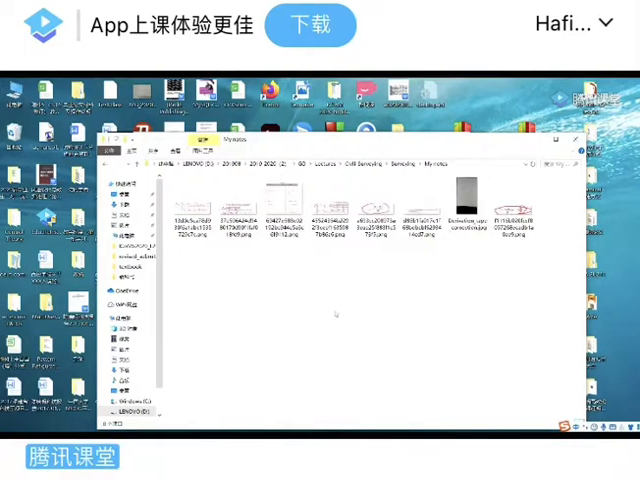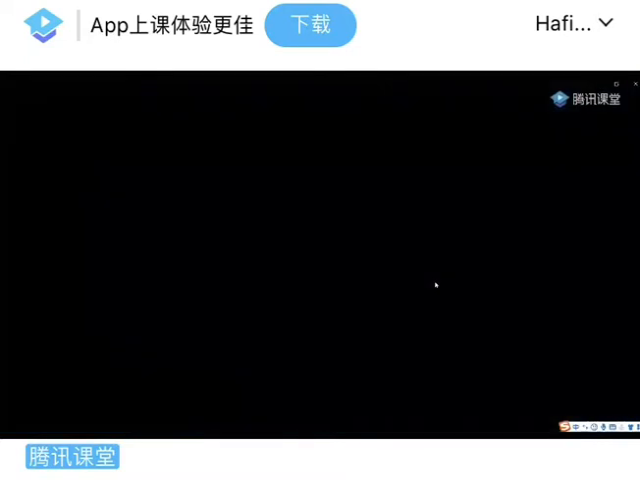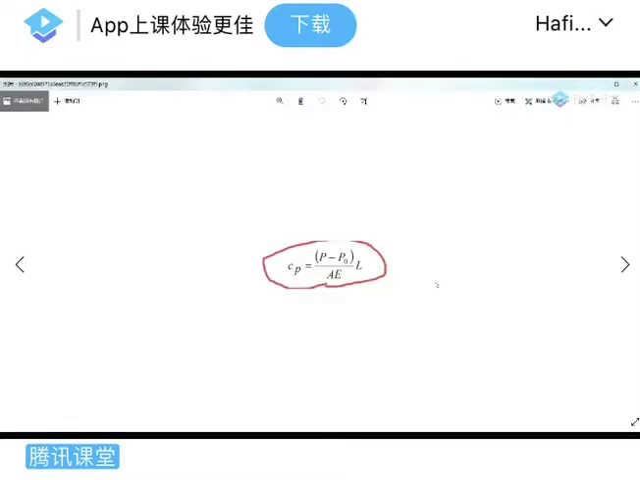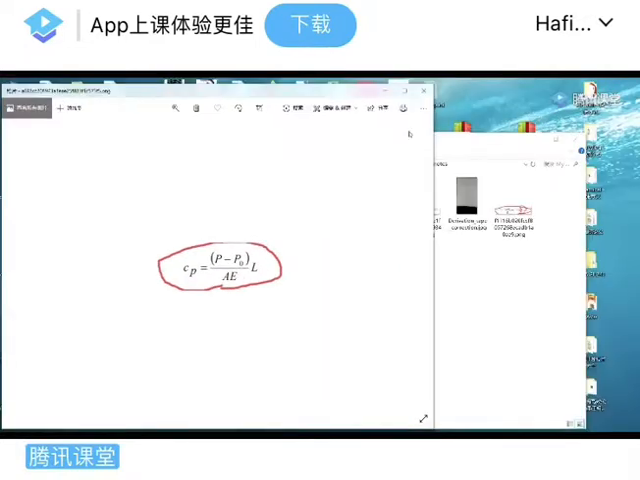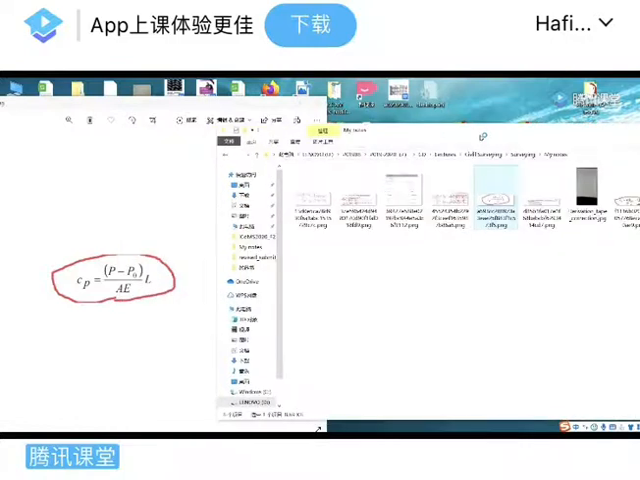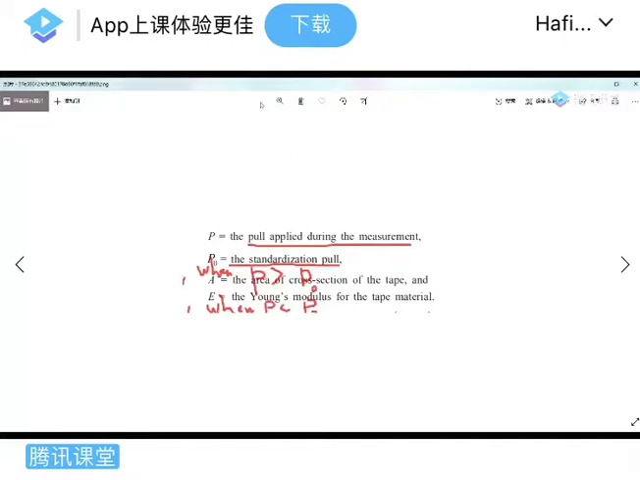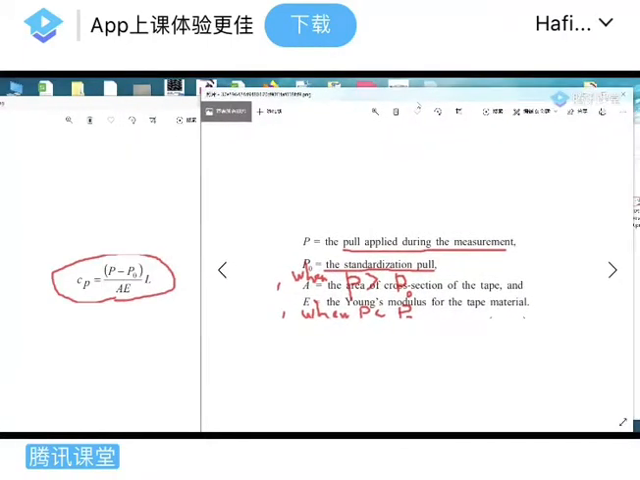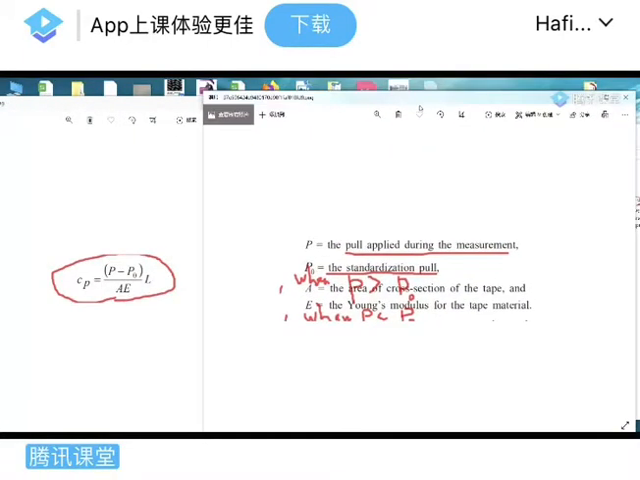Okay, so yesterday, this is what P is, the pull force. So this is the equation. And also yesterday we told you the explanation of this one as well. So this is the explanation. Let's take a look at this one again quickly.